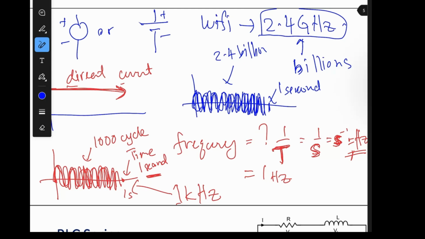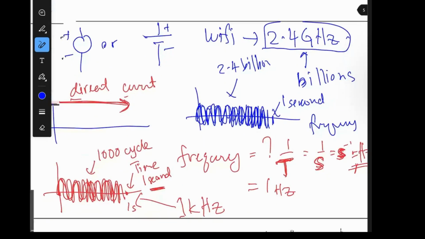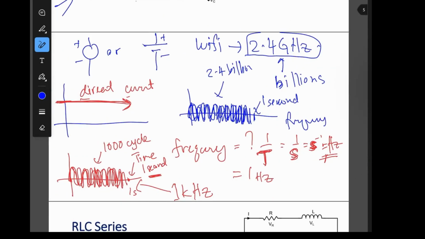Okay, this one we call frequency. Frequency only exists for AC signal. For DC, there's no frequency. We can see that DC is just a straight line, so there's no frequency. Frequency for DC is equal to zero.